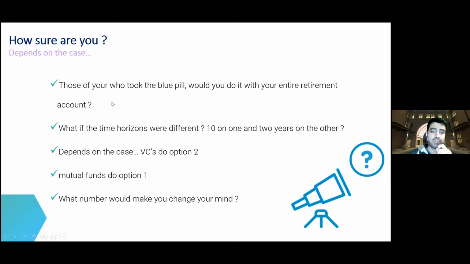Would you buy the blue pill with your retirement account? The people who said they're into the blue pill? Absolutely not. There we go. Yeah, absolutely not.